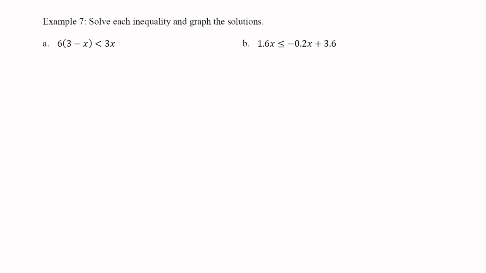In example 7, we're going to solve each inequality and graph the solutions. So in A, we're going to need to distribute the 6. That gives us 18 minus 6x is less than 3x. We'll add 6x to each side.